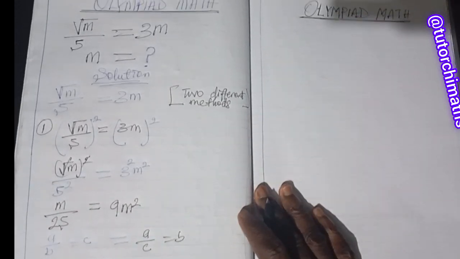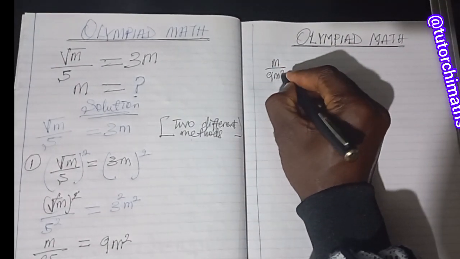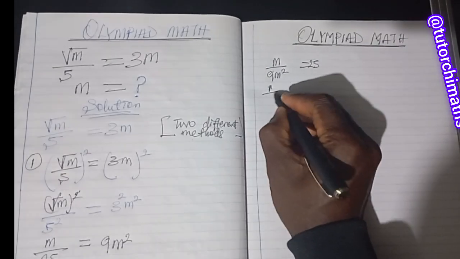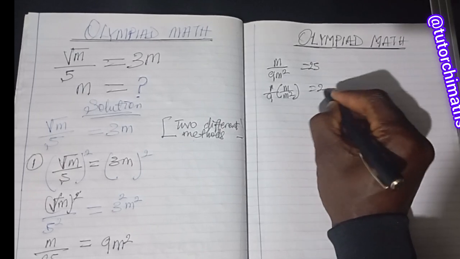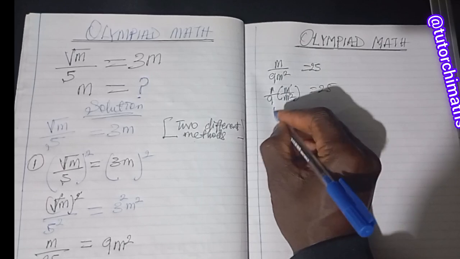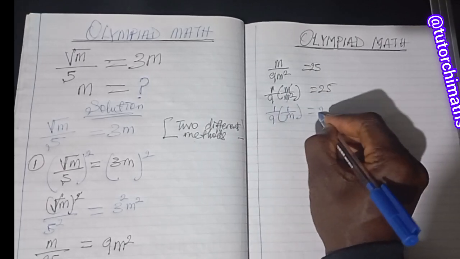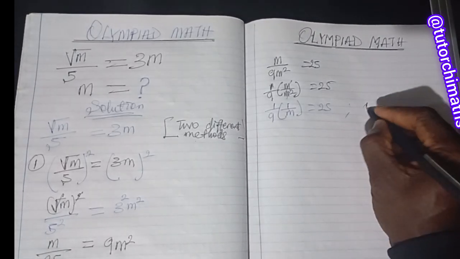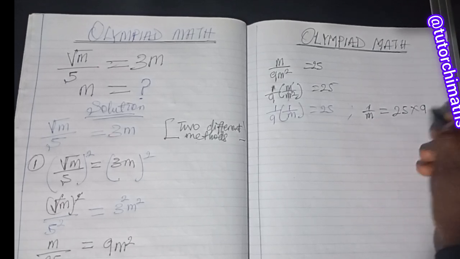Alright, so when we have m over 9m square equals to 25, can we now have 1 over 9 bracket m over m square as 25, so that 1m here can cancel. We have 1 over 9 bracket 1 over m equals to 25, so that 1 over m here will be 25 multiplied by 9.